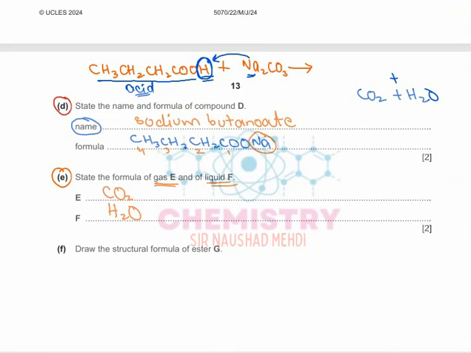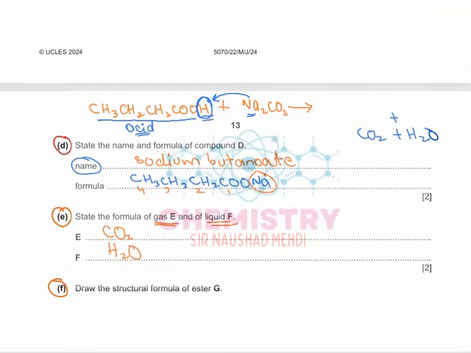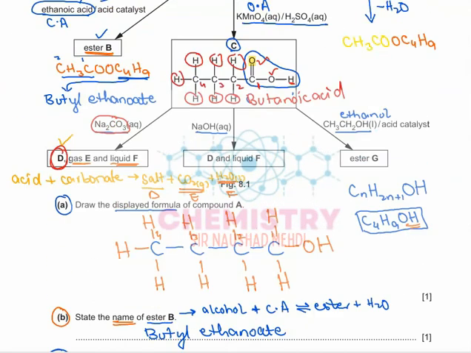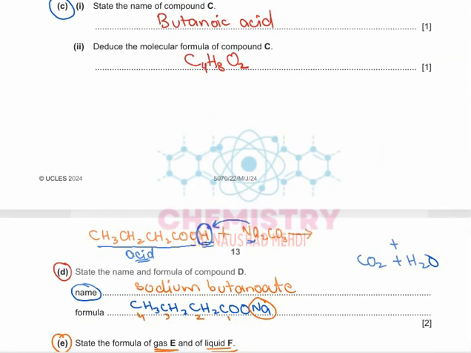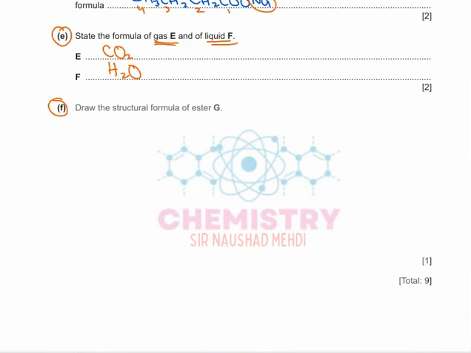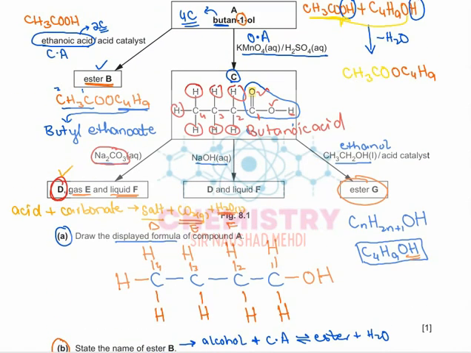Now coming to part F, draw the structural formula of an ester G. So here it is an ester G. You are reacting the butanoic acid with the ethanol now, right? So butanoic acid with the ethanol. In a similar way you will do it. Butanoic acid, you will take CH3CH2CH2COOH, and you are reacting this butanoic acid with the ethanol CH3CH2OH. It's written over here, CH3CH2OH.